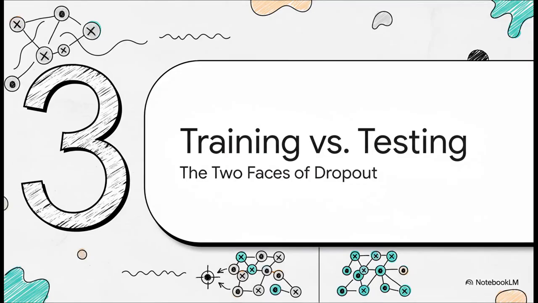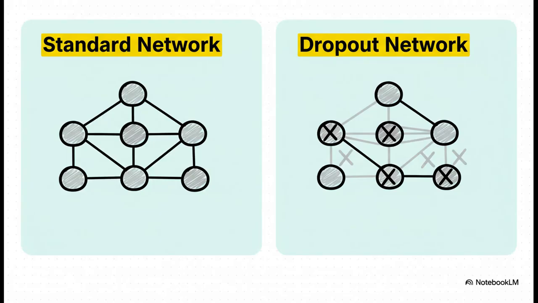Okay, so how does this look in practice? It's a really clever two-step process, and it works differently depending on if the network is learning or if it's actually being put to the test. So take a look here. On the left, that's your typical neural network. Everything's connected, right? But on the right, that's what it looks like during a single training step with Dropout. Some of those neurons are just gone, temporarily dropped out. It's a thinner, smaller version of the network.